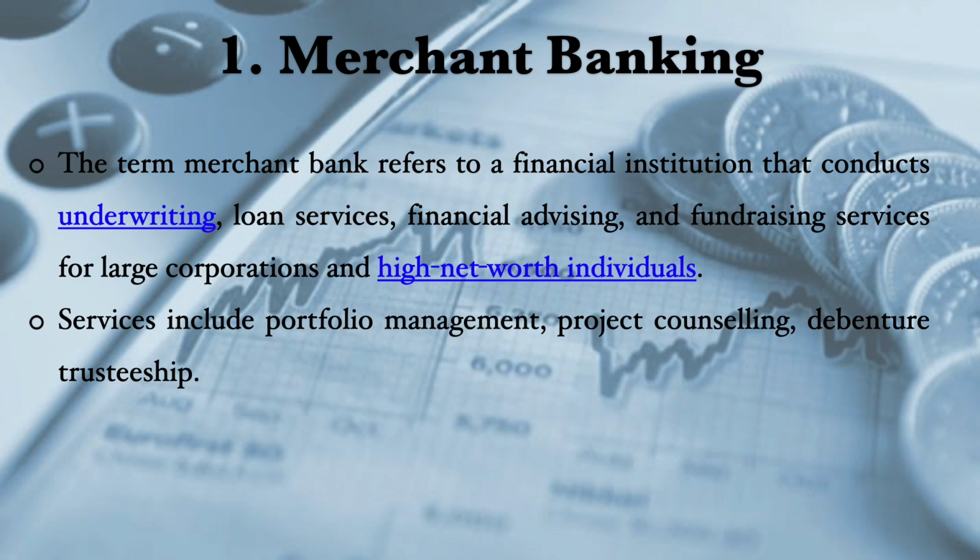Large corporations means what? Companies, institutions, firms. Okay, what do high net worth individuals mean? Those are individuals who have a huge bank balance or they are very well settled, like let's say Anil Ambani, Narayan Murthy. Understood? Now these are high net worth individuals. Their bank balance or their asset balance is way high. So they are called high net worth. So merchant banking is provided to both. It is provided to institutions as well as individuals who are high net worth.